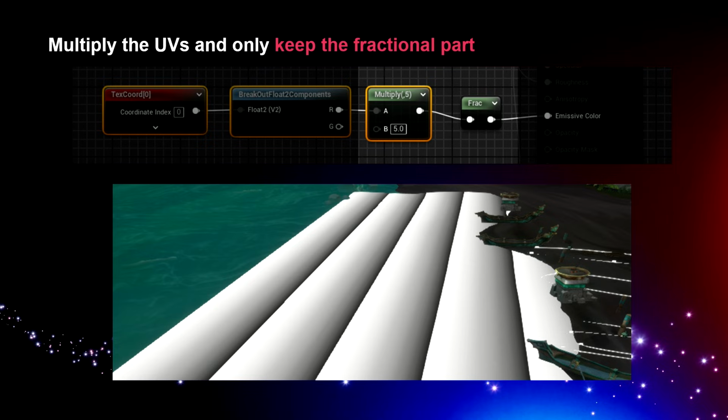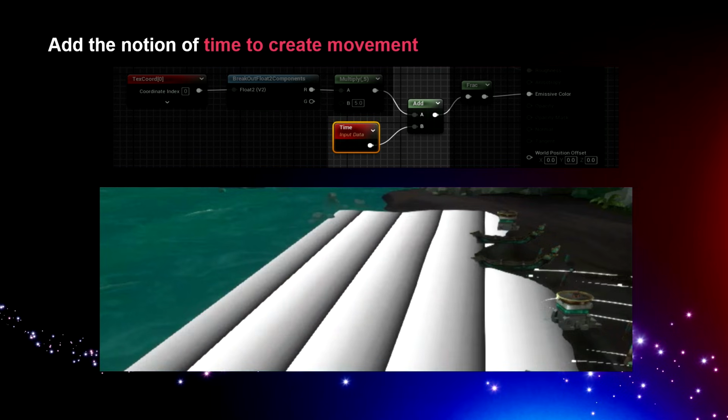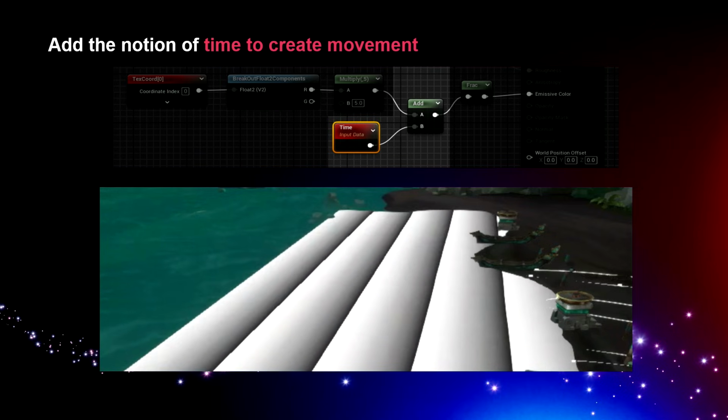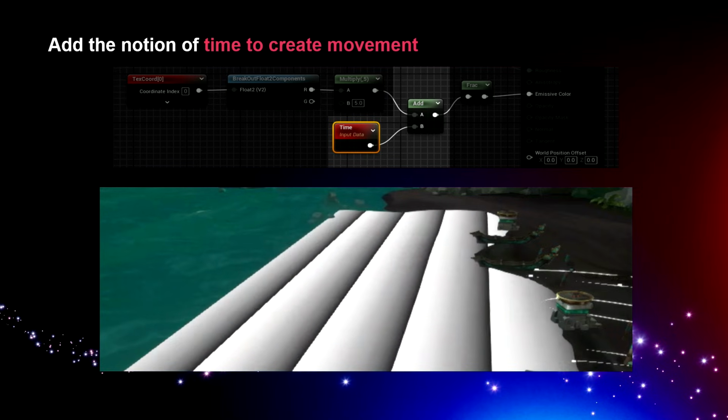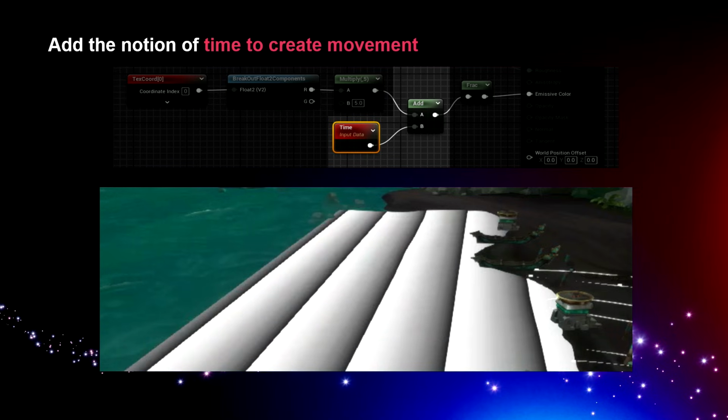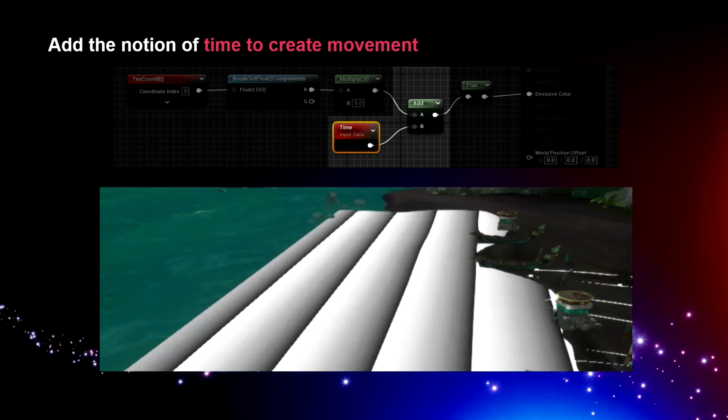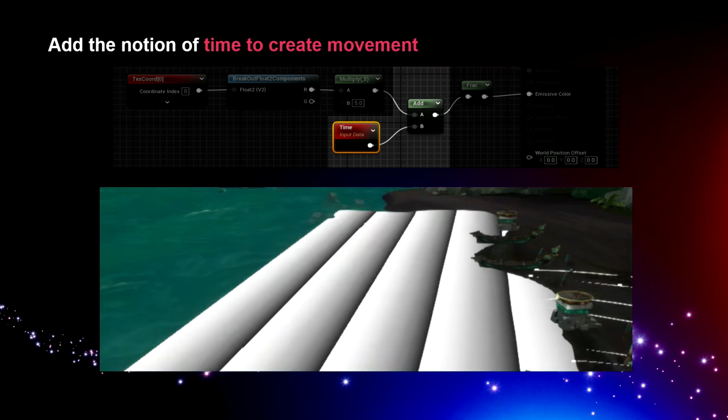So this is where the Frac node becomes handy. Frac will return only the fractional portion of the scalar that you feed it. So 2.3 would return 0.3, 4.75 would return 0.75, etc. Once we have this pattern, we can now add the notion of time in the shader by simply adding a time node in between our multiply and Frac nodes. And this is what gets our pattern to crawl at a fixed speed over the surface of our mesh.